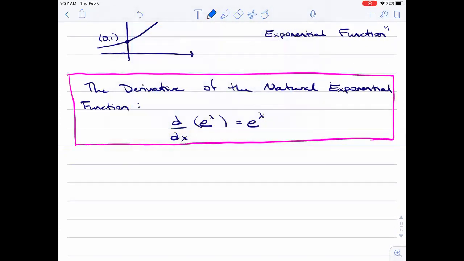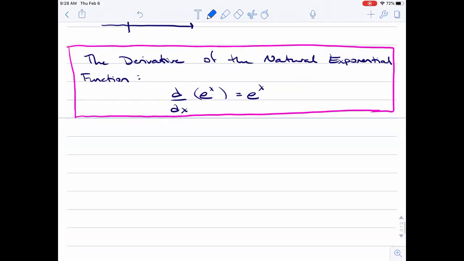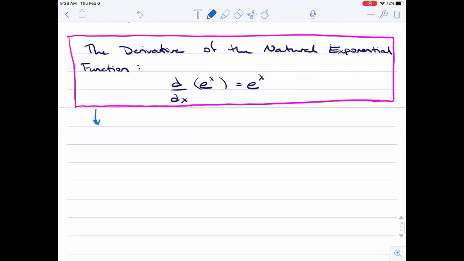What does that mean in terms of the slope of the tangent line? Well, if the slope of the tangent line is just equal to the value of the function, well, the value of the function is just that y point, right? And so what it means is that the derivative at x equals a is just e to the power of a, right? Which is just the function evaluated at a. So that's kind of cool.